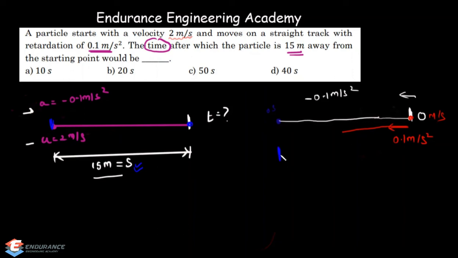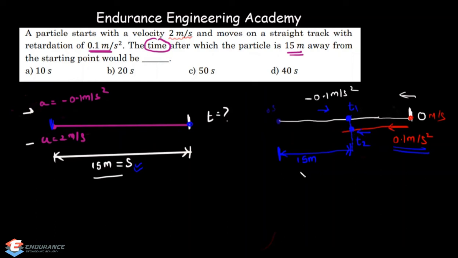So this is the starting point, and let us consider this is the 15 meter point. Okay, 15 meters away. So obviously this particular position, you could see, the particle is crossing two times. One time will be the first time when it is moving in this direction, and the second time when it is moving back because of deceleration. Because of deceleration, the particle is moving back, right? So that time also it will cross that particular distance.